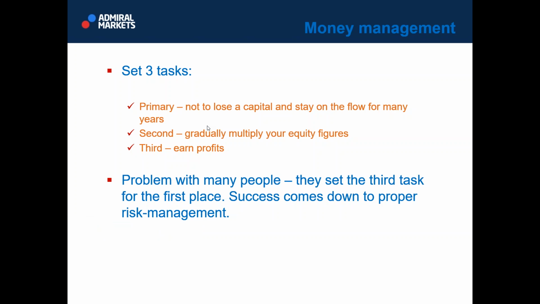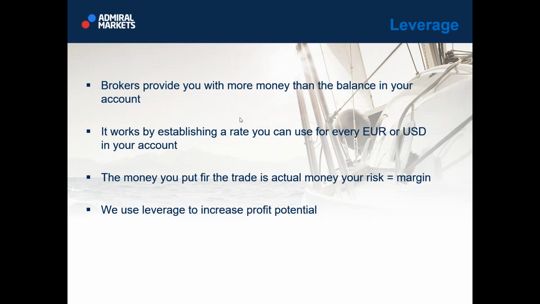So primary money management is about three things. Primary thing is not to lose a capital and stay on the flow for many years. Gradually multiply your equity figures. That's also very important. And third is to earn profits. Now, problem with many people is that they set the third task for the first place. Success always comes down to a proper risk management. So do not change the third task for the first, because your aim is not to lose a capital, and you should stay on the flow for many years. The only thing that you can achieve that is by doing a proper money management and risk management. Without it, your account is in big danger, and I will explain why.